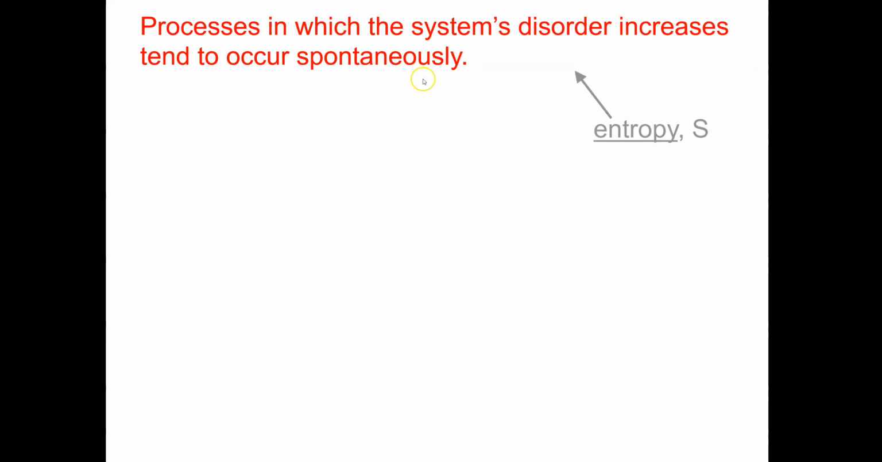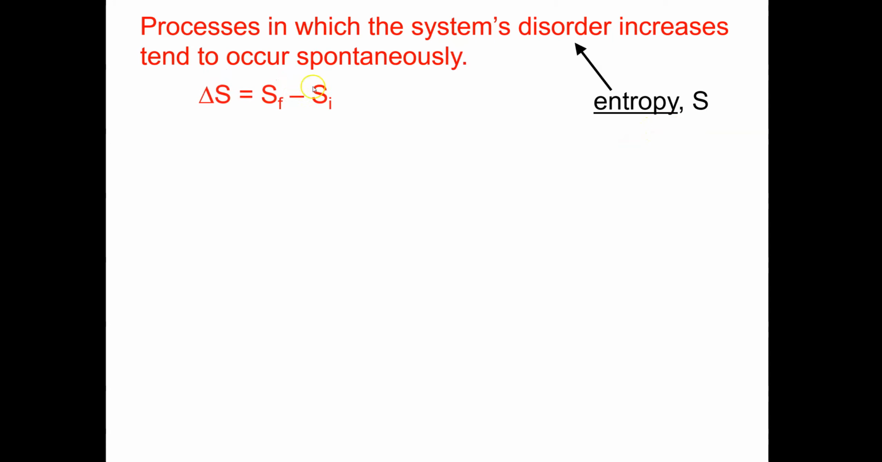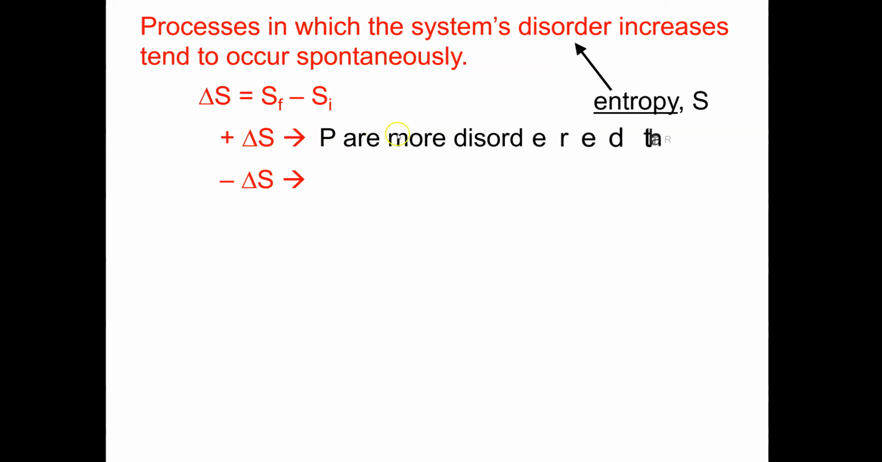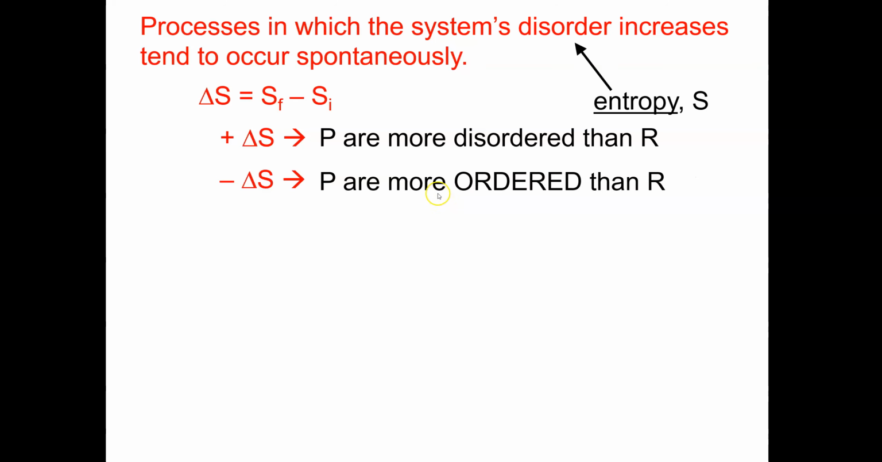So let's go ahead and talk about this idea called entropy. Entropy is a term used to describe this idea of disorder. We're going to refer to this as S final minus S initial equals delta S. If delta S is positive, the products are more disordered than the reactants. If it's negative, the products are more ordered than the reactants.